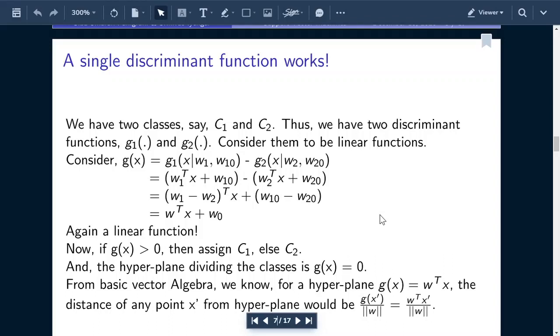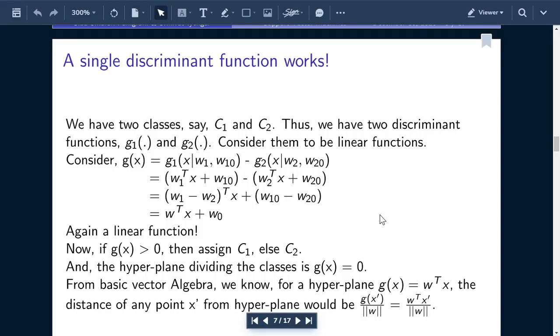Say there are 2 classes, C1 and C2, and there are 2 functions for each of the classes, G1 and G2. Now what you would do, I would provide you x, you would evaluate g1 of x, g2 of x, whichever is maximum, assign that class. Straightforward. Now let me devise one new function, then we'll show that it is linear. The function g of x be g1 minus g2.